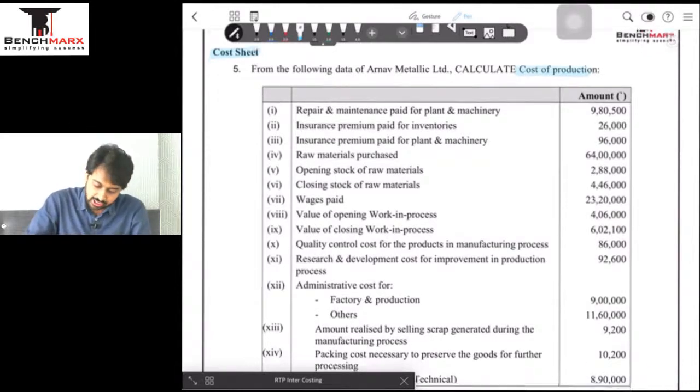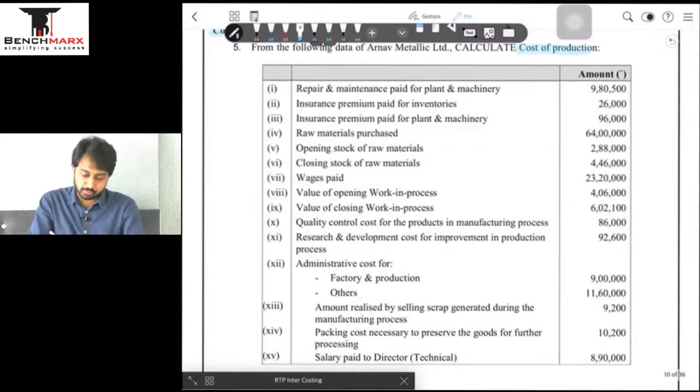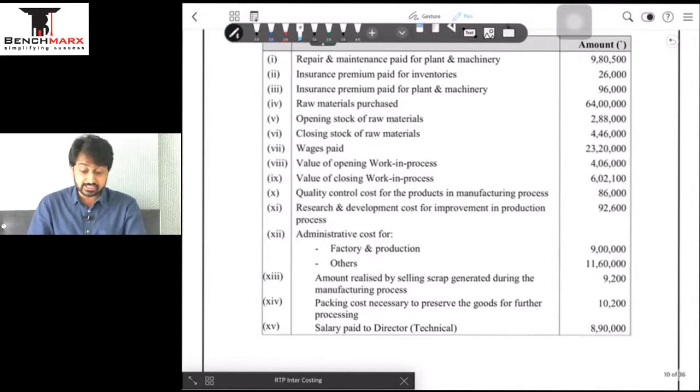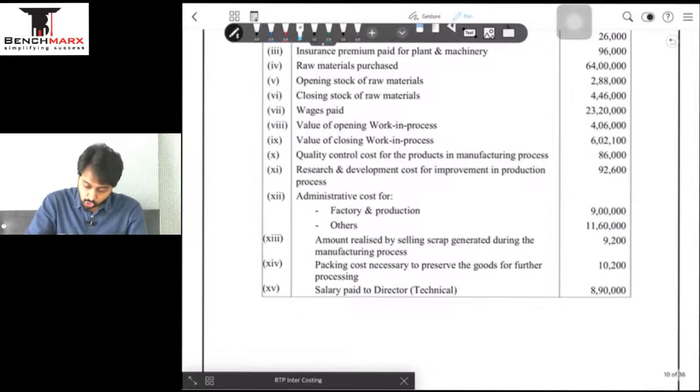ठीक है. You got repairs and maintenance paid for plant and machine. You got insurance premium paid for inventories, insurance premium paid for plant and machine. Again, you got raw materials purchase, opening closing RM, wages paid, opening closing WIP. Then we have quality control cost in the manufacturing process, R&D cost, admin cost for factory and production, and others.